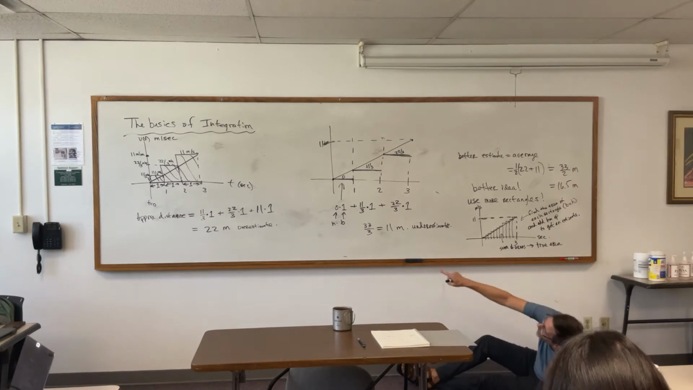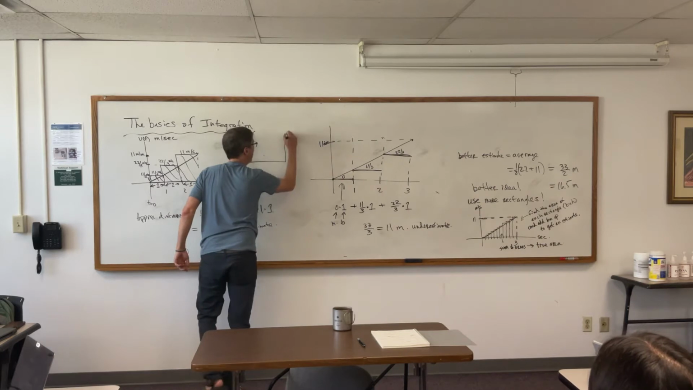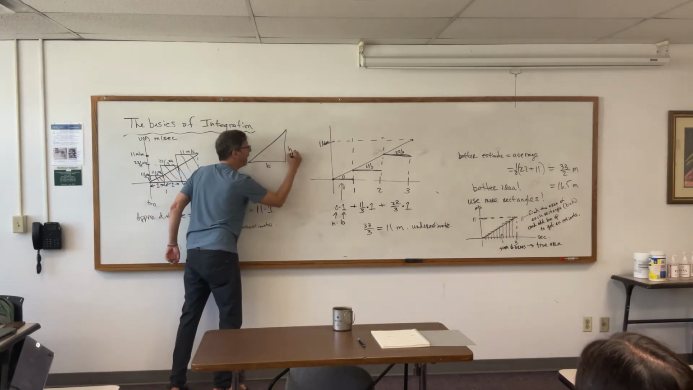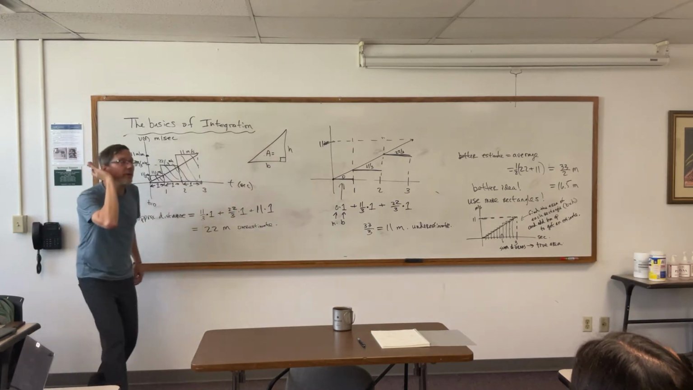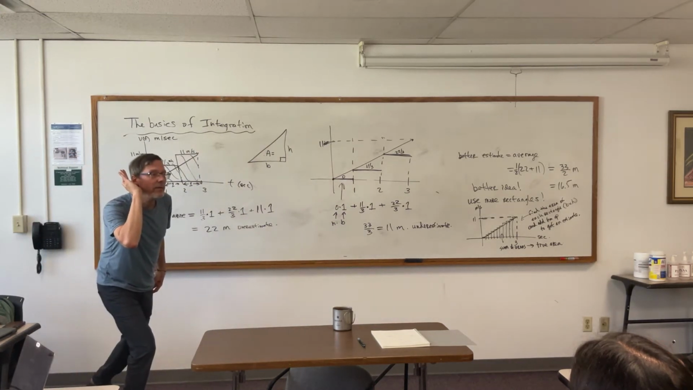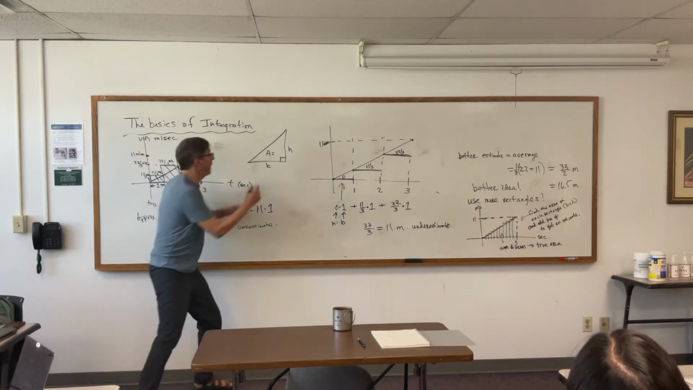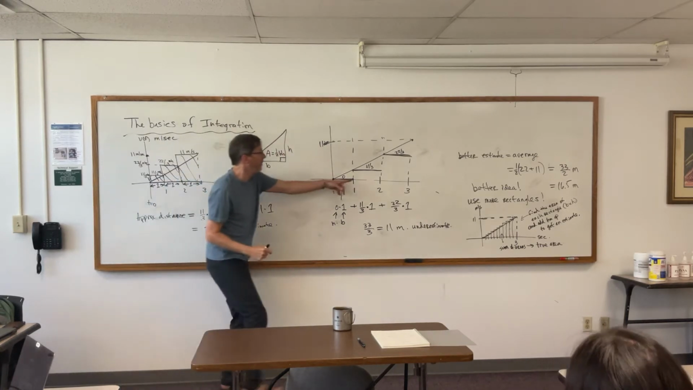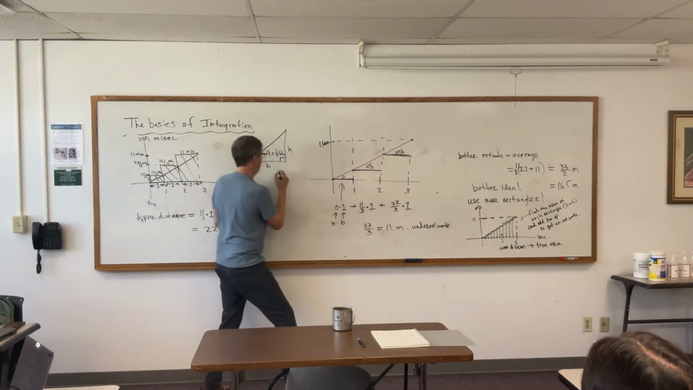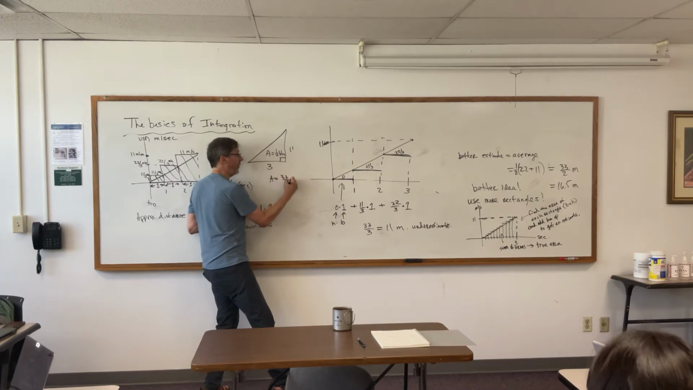What is the true area under a triangle? What's the formula for the area of a triangle? Base, height, what's the area? What was that, Fernanda? Base times height divided by 2. Yeah, beautiful. So the area of a triangle is 1/2 base times height. What is the area of our triangle? Base is 3. Height is 11. What's the area? 33 halves.